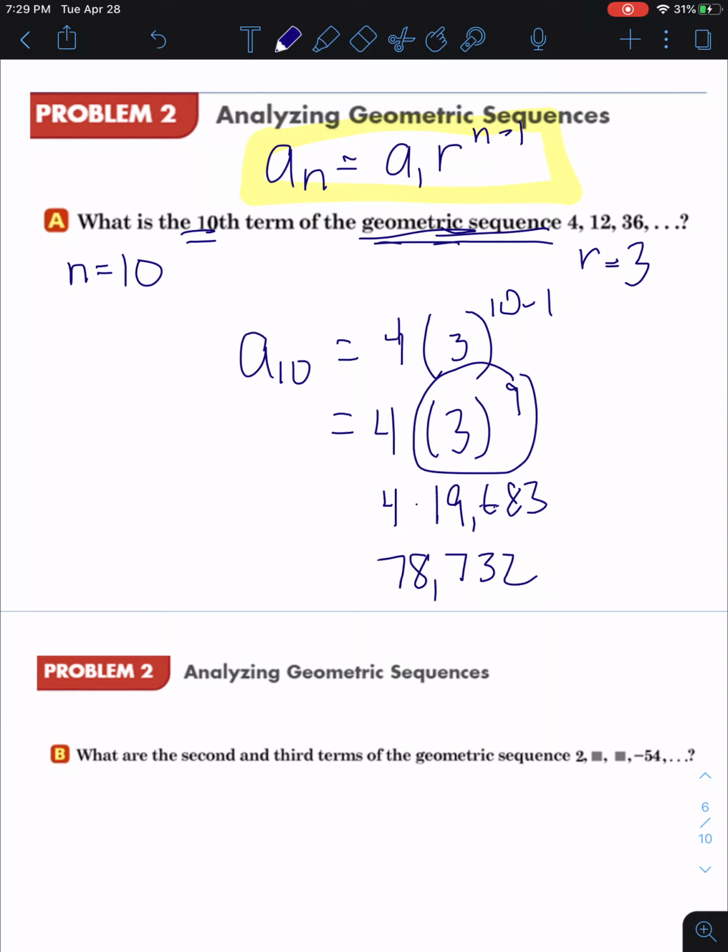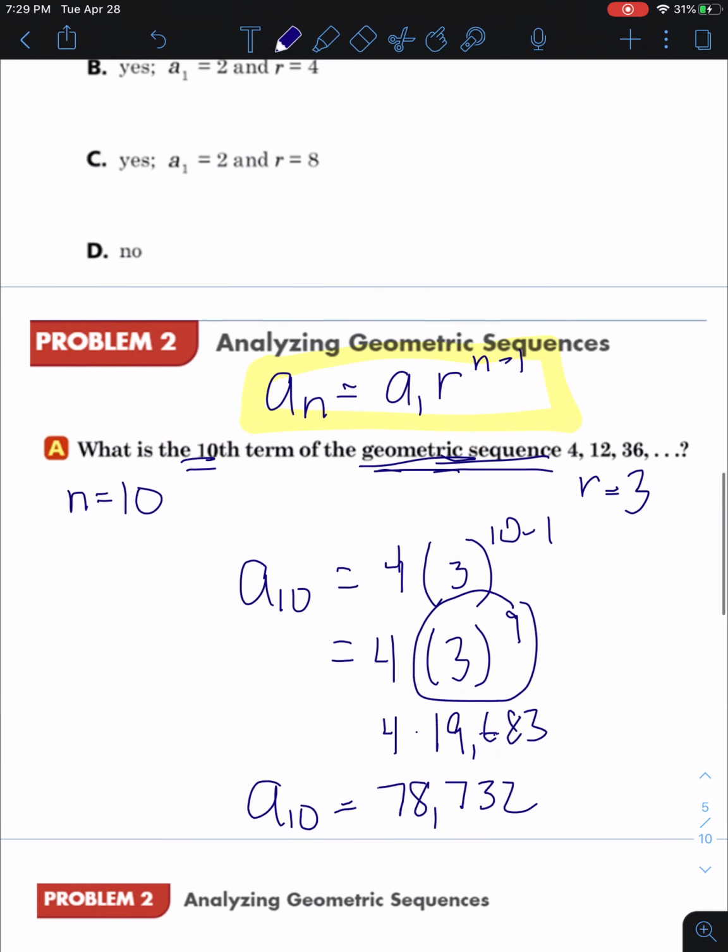Okay, so the 10th term, a sub 10, is that. Now, if you look real carefully at this, it started out 4, 12, 36. That's the first three terms. And you're telling me that by the 10th term we're clear up to 78,000? Yeah, this thing's jumping fast. All right, it's going very quickly.